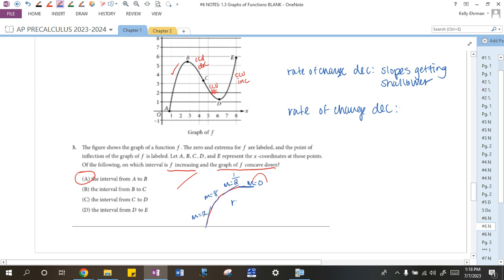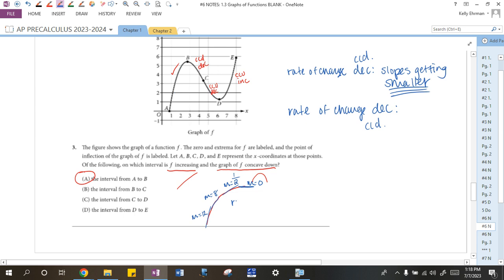Rate of change decreasing, this is for concave down, right? Are the slopes getting shallower, concave down? No, I don't want to say shallower. See, I keep messing that up. I want to say smaller. But be careful what you mean by that.